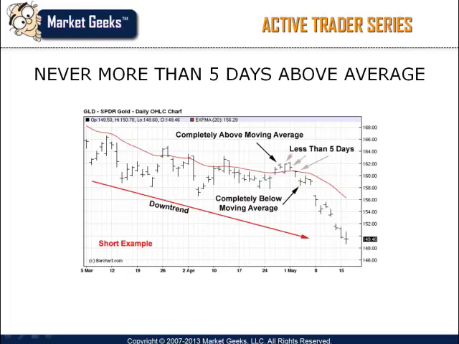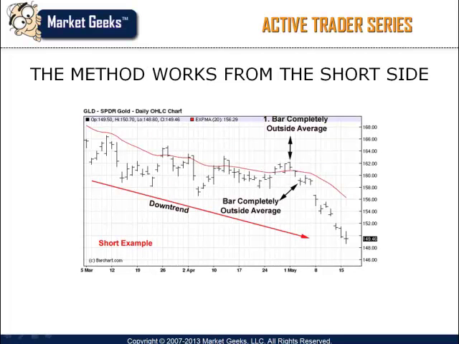Notice in this particular example, the stock only stayed above the moving average for 3 trading days. Remember, the stop loss placement goes at the moving average level between the first bar outside of the moving average and the first bar inside the moving average. You can see both bars identified in this graph.